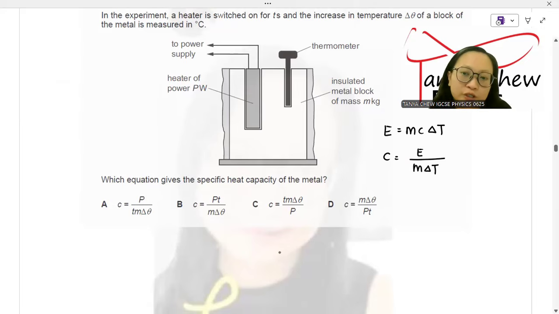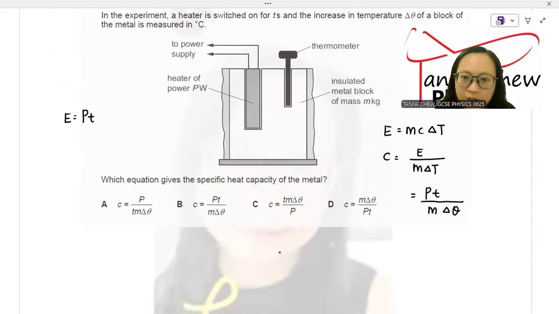Over m times delta change in temperature. But the energy is not being given because we don't have the apparatus to measure the energy. But do you know how to relate? Do you still remember how to relate the power and energy? Energy is equal to power times time. So you just replace energy with power times time over mass times the change in temperature. So the answer should be PT over m delta theta. C is the answer.